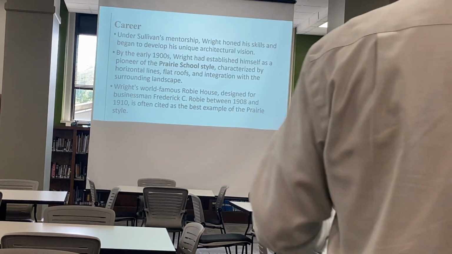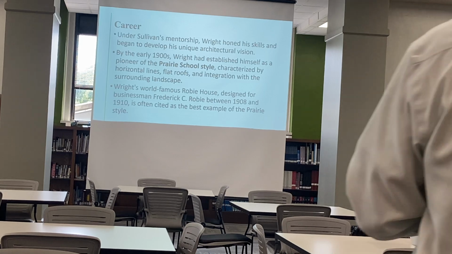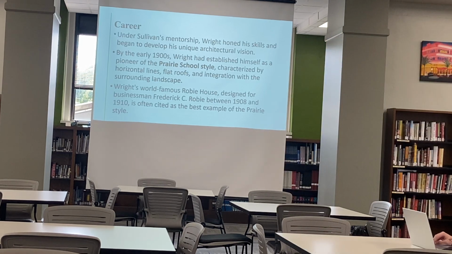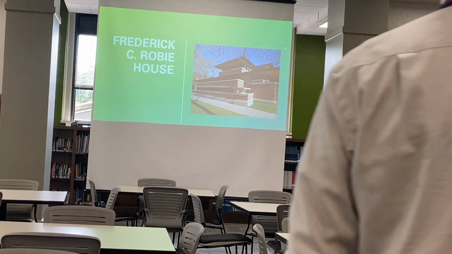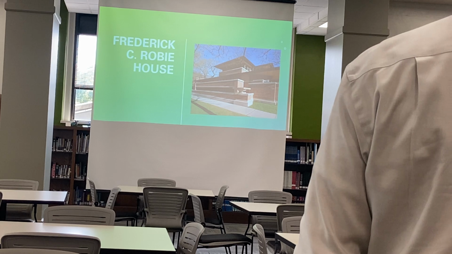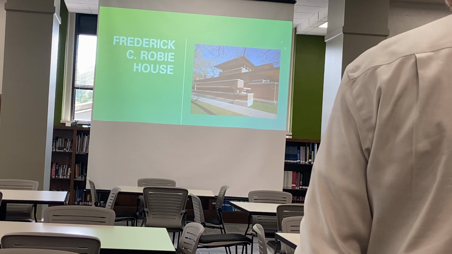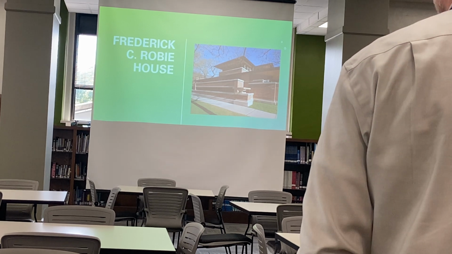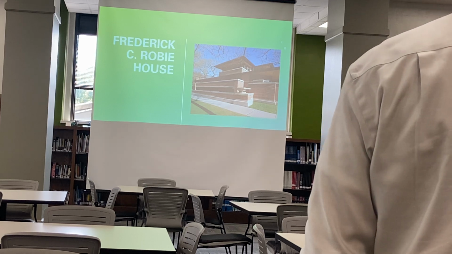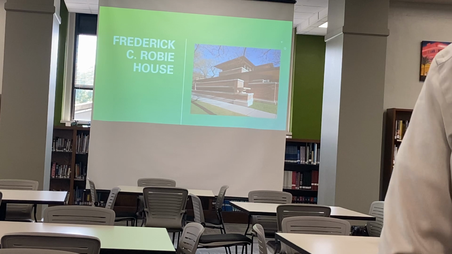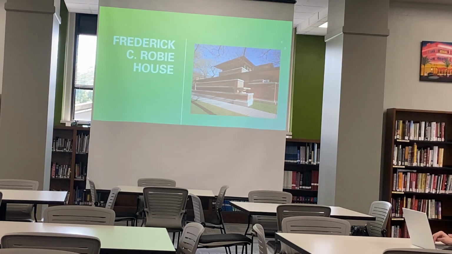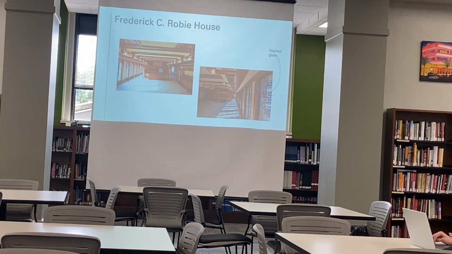Roby House, designed for businessman Frederick C. Roby, is the best example of the prairie style. Here's a nice picture of this Frederick C. Roby house. You'll notice a lot of horizontal lines, flat roof here. If you just look at that, you're like, yeah, that's prairie style right there.